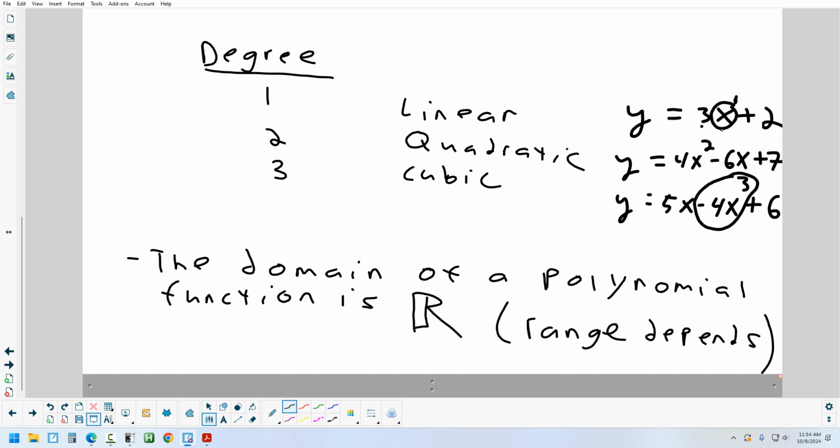Now, the range depends. To get the range, we would have to graph it. But is there any question why the domain is all numbers? That's what that means, all real numbers. Can you repeat the question? Was there any question why you can plug in any number you want into a polynomial?